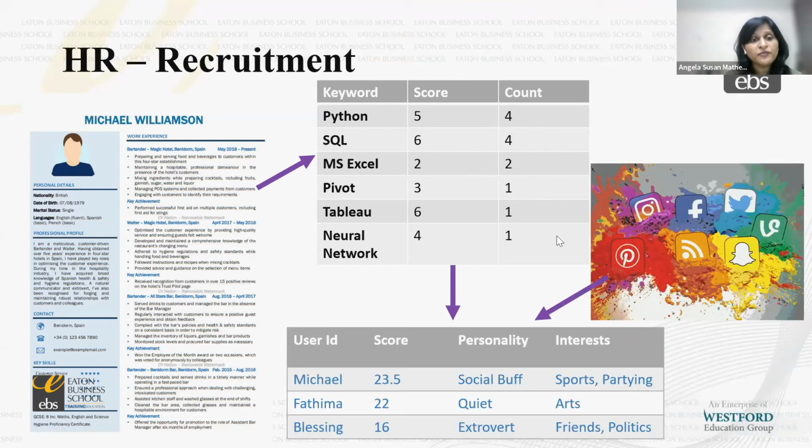Now, it is not over with that. HR people can also look at social media. They can look at what interests I have as a person. They look at my LinkedIn profile, see what kind of network I have, and who I follow. So if I tend to follow Ronaldo and Messi, immediately they know that I'm a sports buff.